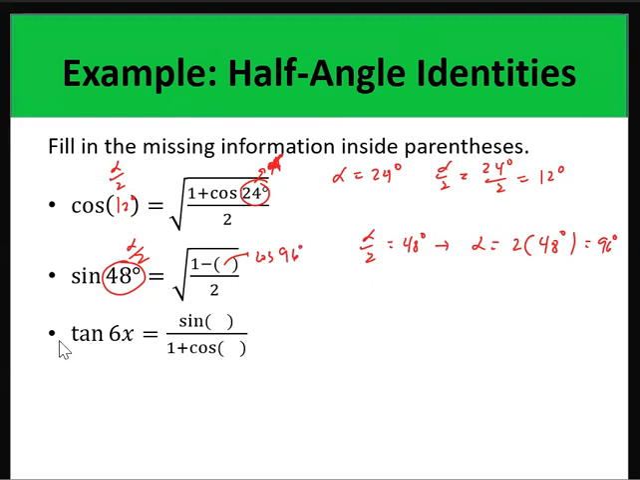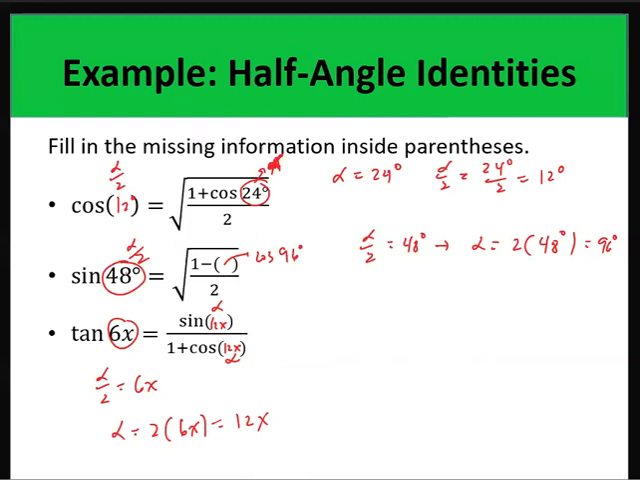And then for the last bullet, tangent of 6x is equal to sine of blank over 1 plus cosine of blank. Since alpha over 2 is equal to 6x, then this must be alpha. So alpha is equal to 2 times 6x, which is 12x. So this missing information must be equal to 12x.